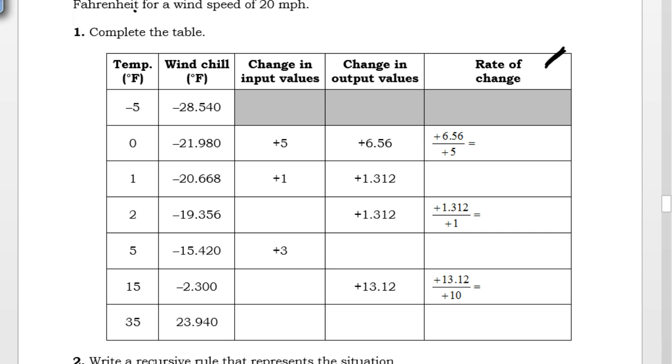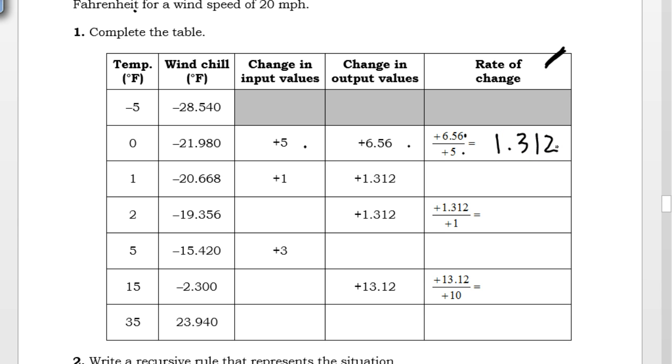So I see here it went up by 5, and here it went up by 6.56. So if I see how much the output went up, divide that by how much the input went up, it'll tell me what the change was there.